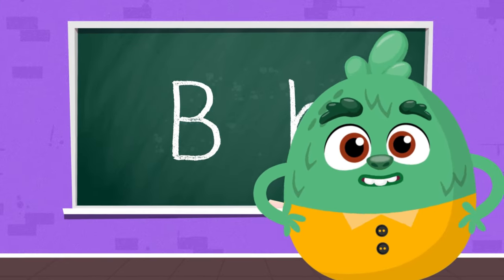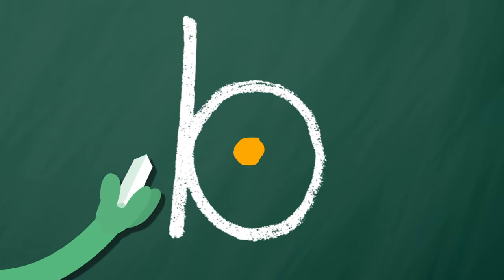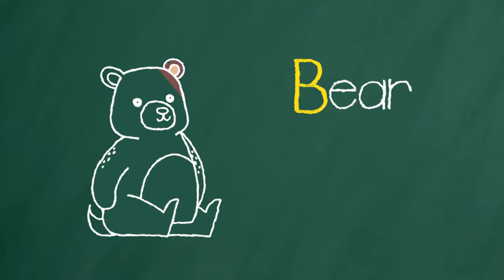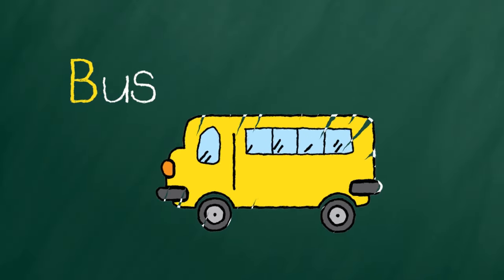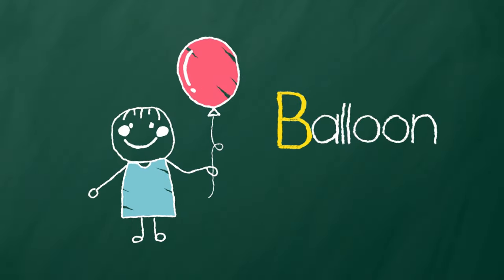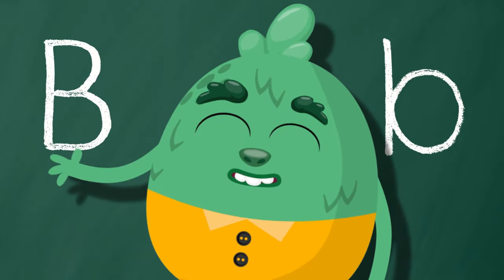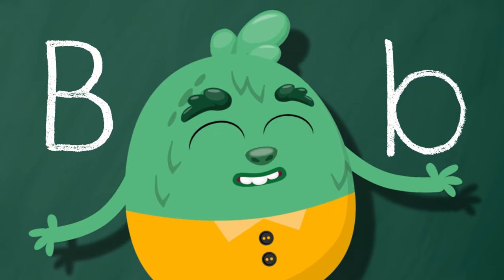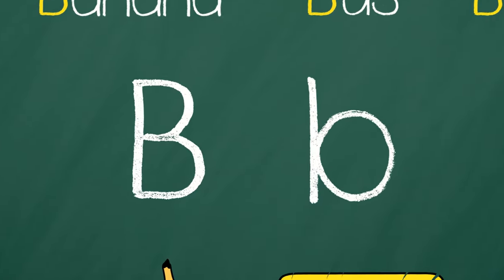I can write uppercase letter B. I can write lowercase letter B. Uppercase. B, b, bear. B, b, bus. B, b, balloon. B, b, banana. Oh, I know so many words that begin with letter B.